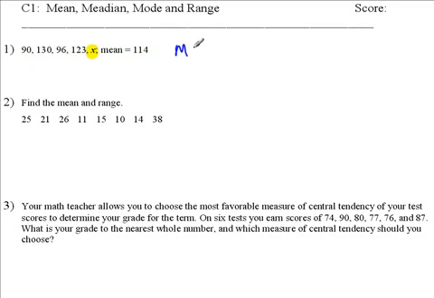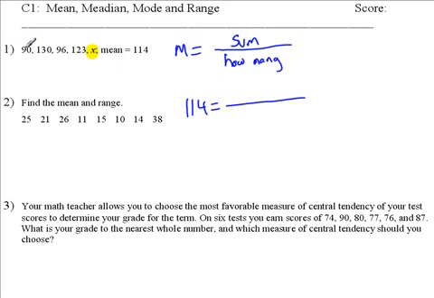Mean, or average, is equal to the sum of the data divided by how many? So our average is 114. The sum of the data, if we add it all up, the 90 plus 130 plus 96 plus 123 plus the x is 439 plus x, divided by how many? 1, 2, 3, 4, 5.